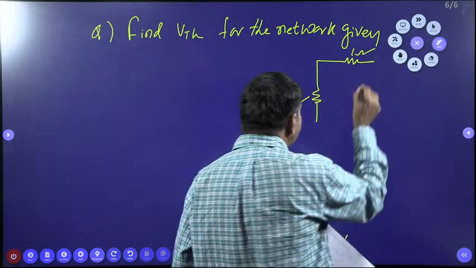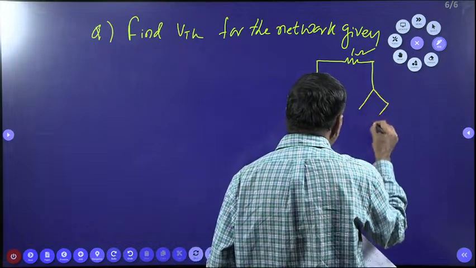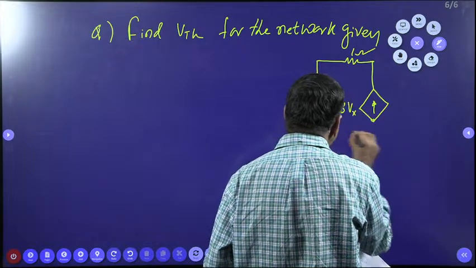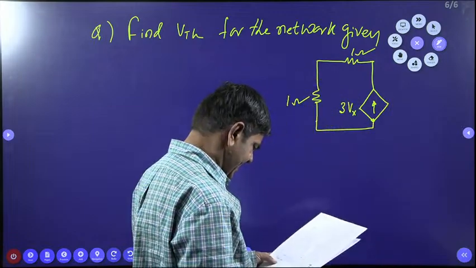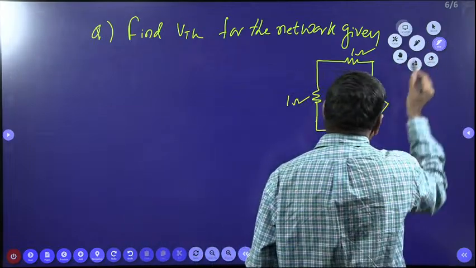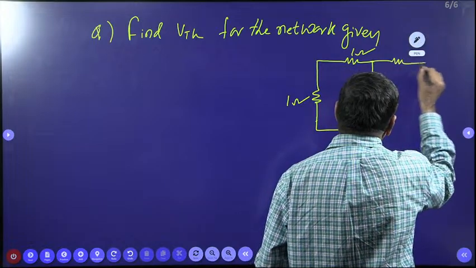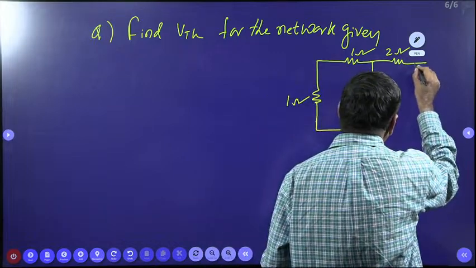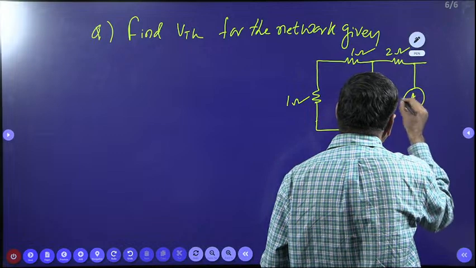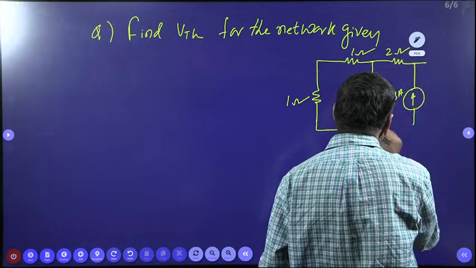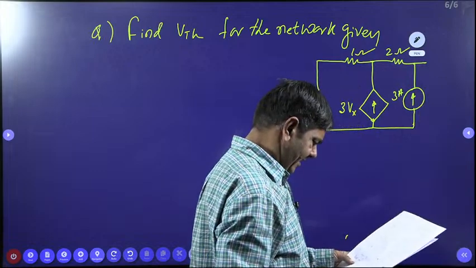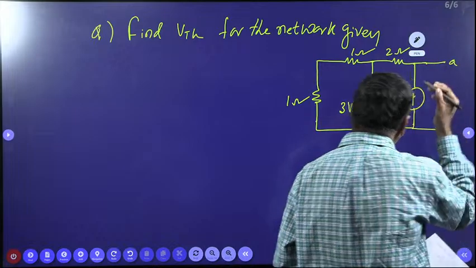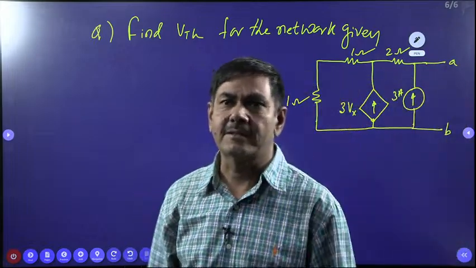And 3 Vx is connected here. This current source is 3 Vx. A 2 ohm resistor is connected this side, and 3 amperes of current is connected this side. And these two terminals are given as A and B. Yes, that is the given network.